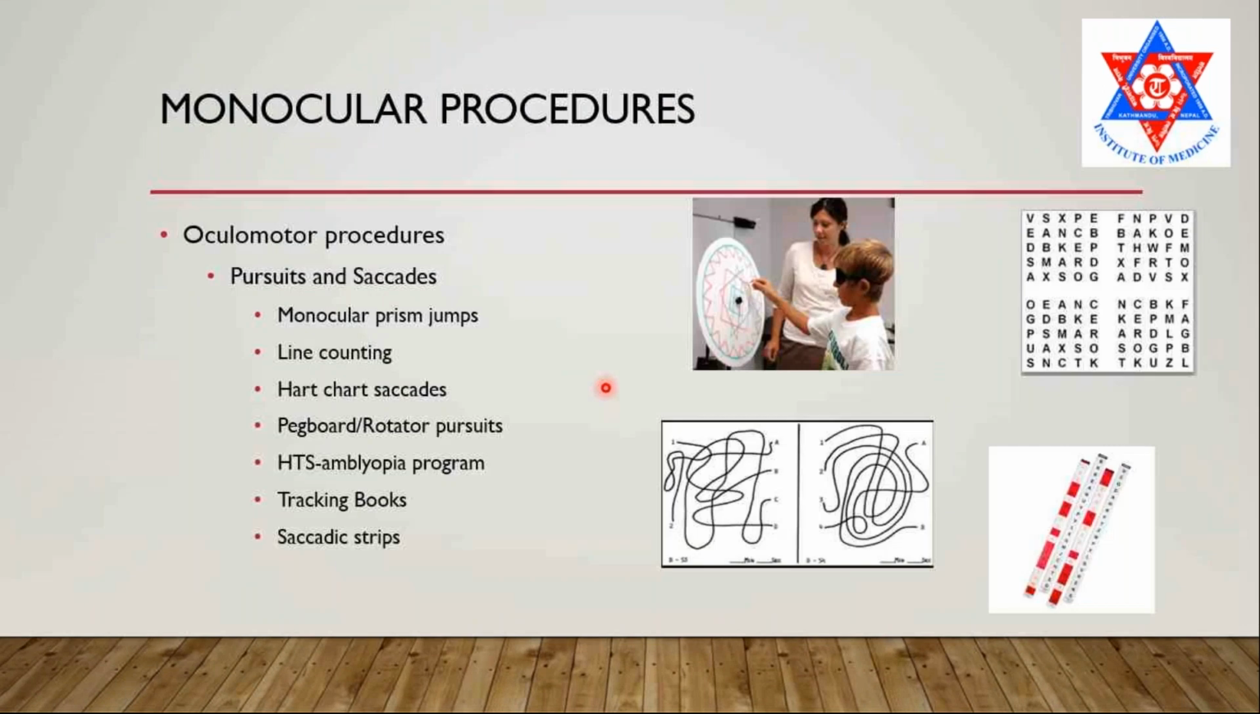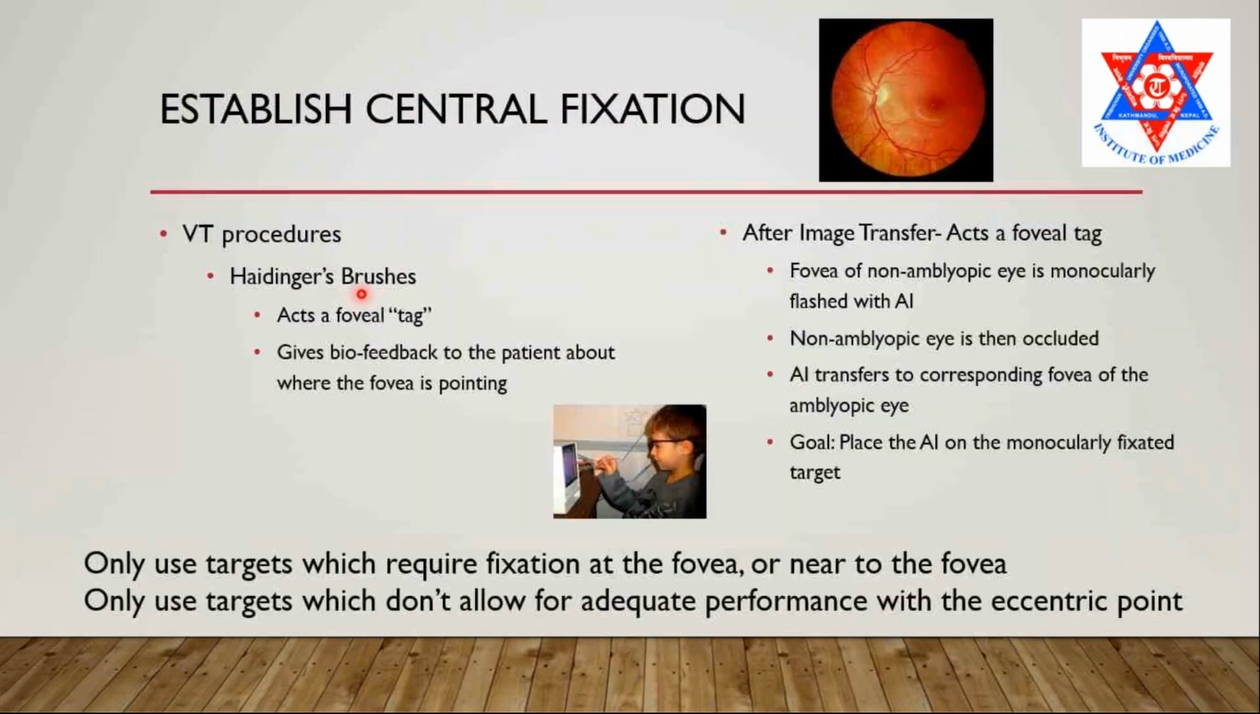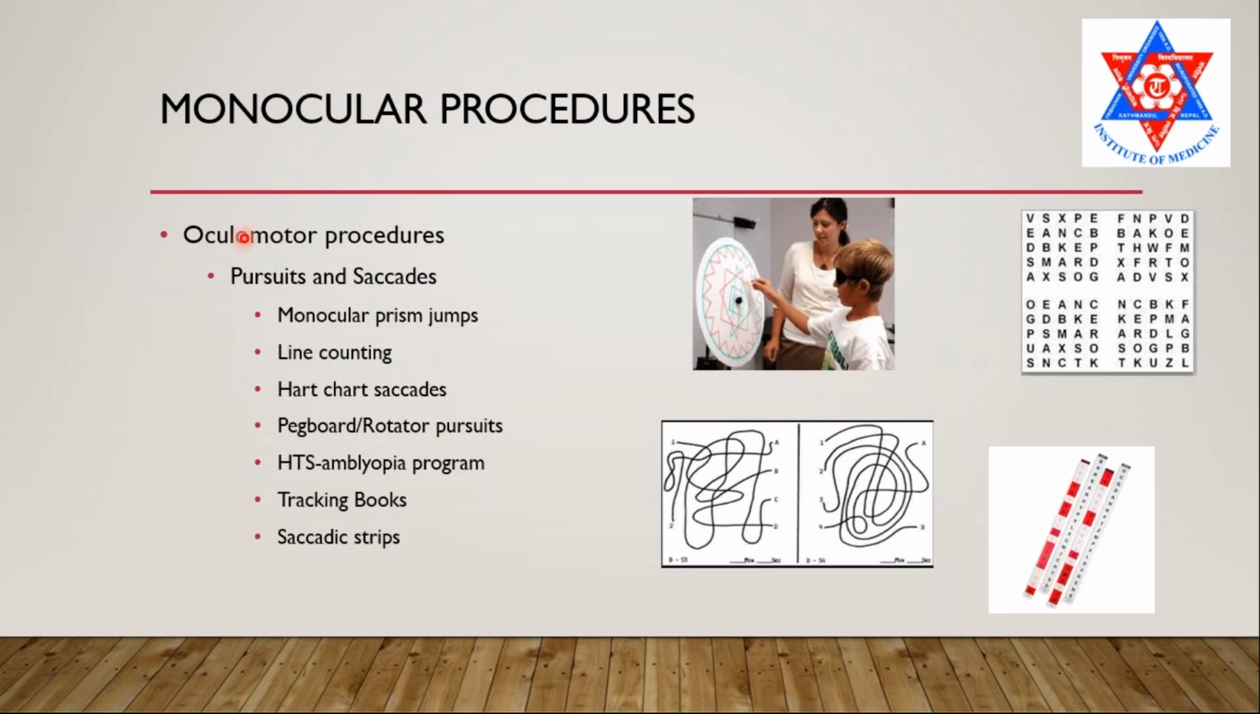And there are also other monocular procedures. One thing is to establish a central fixation, and the next is the different oculomotor procedures that we can perform, especially for pursuits and saccades, because these oculomotor skills are very much deficient. I told you about the decreased pursuit accuracy and increased saccade latency. These are very much deficient in the child with amblyopia.